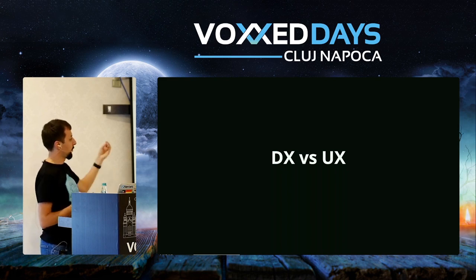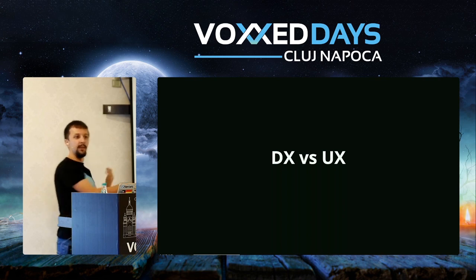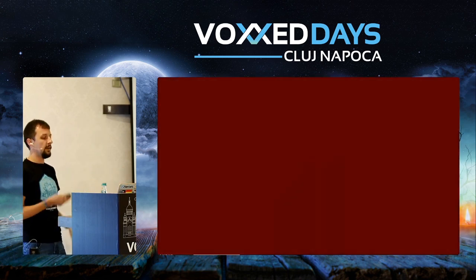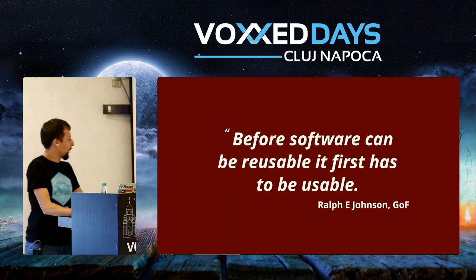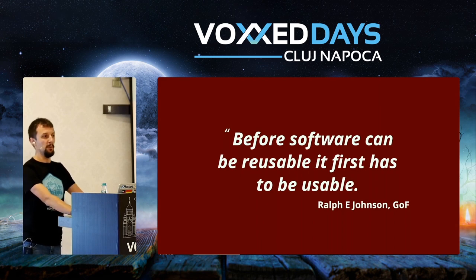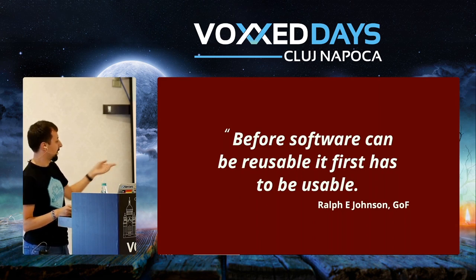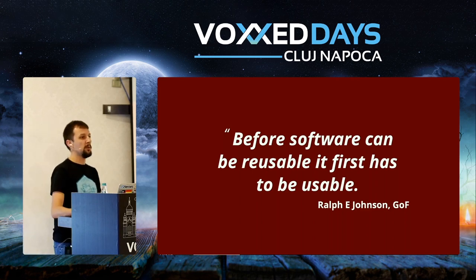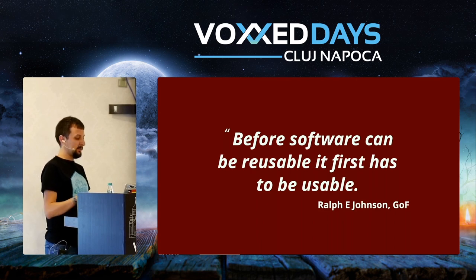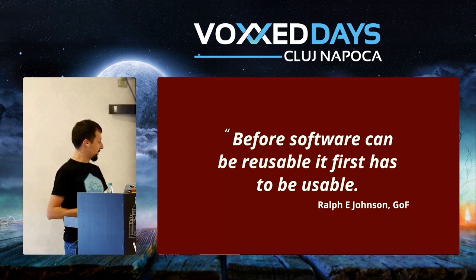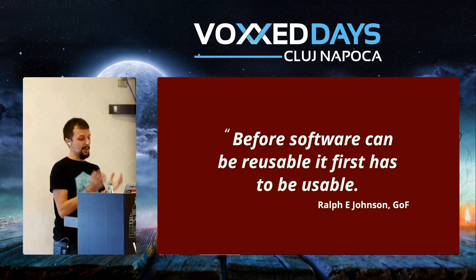We fail to realize that, hey, we are actually building for someone first, and then we should think about how to reuse that. I actually like this quote from Ralph Johnson: before software can be reusable, it first has to be usable. Ralph Johnson is one of the authors of the famous Gang of Four design patterns book. I like this quote, so I've been putting it in slides for 2 or 3 years, because it tells the essence of this, right?